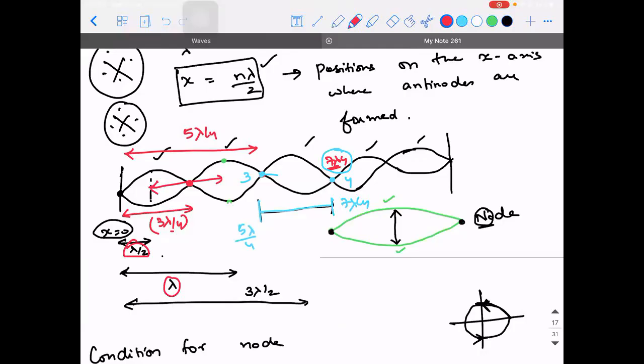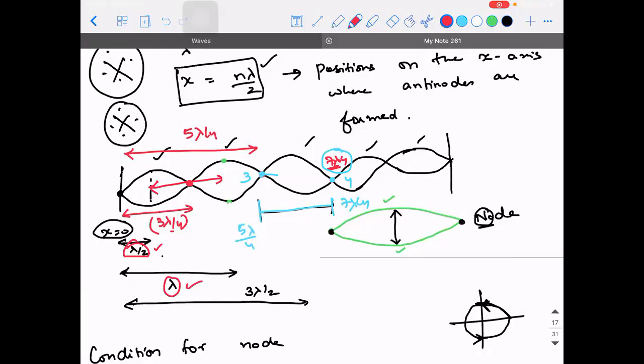No minus, the distance cannot be negative. When I say the distance between two successive antinodes, you will always tell me the positive value of it, because I'm using the word distance. Okay, this is lambda by 2. What is the difference between both? Lambda by 2.